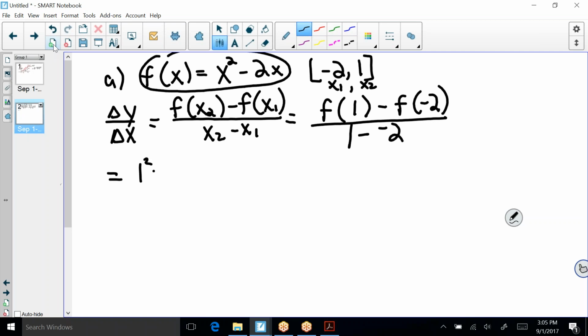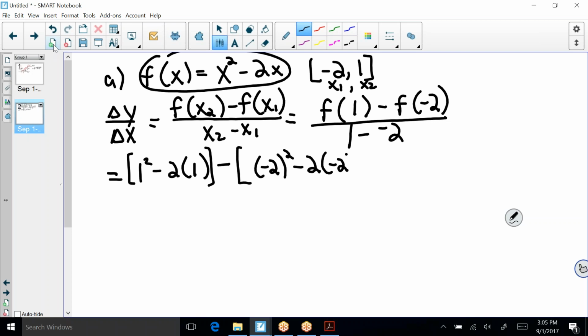We get 1 squared minus 2 times 1, and then we have minus, and now we're going to plug negative 2 into that function. We have to be careful with this minus sign in here. So plugging negative 2 in, we get negative 2 squared minus 2 times negative 2. And then we're going to divide that whole thing by 1 minus negative 2, so we're going to divide that by 3. So that'll be 1 plus 3.